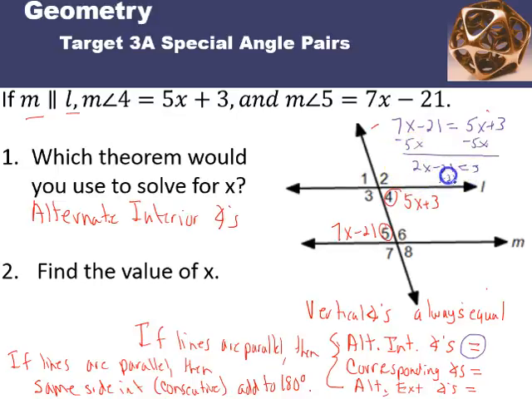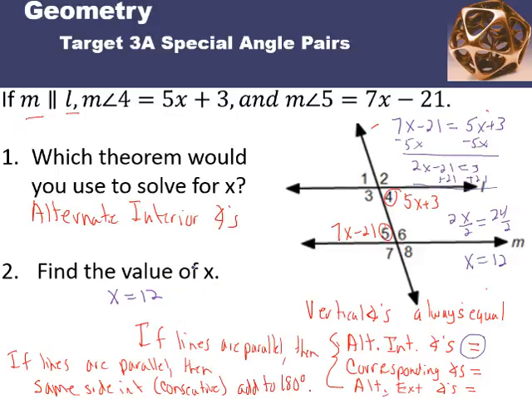And then I'm going to add 21. And I'm going to get 2x equals 21 plus 3 is 24. Divide by 2. And I get x is 12. So that's it. X is 12. Okay, so alternate interior angles theorem, and x is 12.